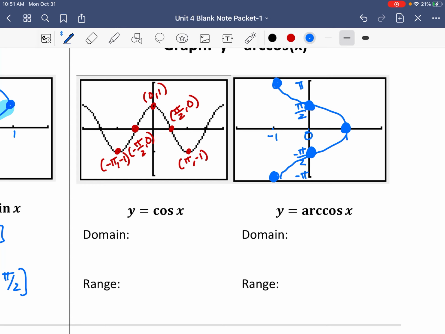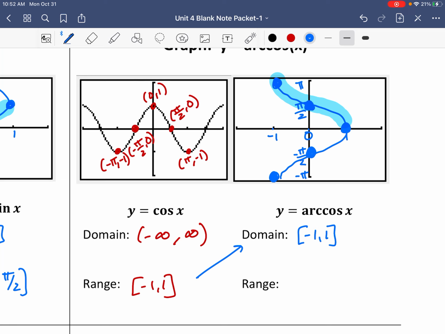If I connect up, it looks like this, which is not a function. Because again, if I draw a vertical line, it's not going to pass the vertical line test. So we're going to restrict it, and we're going to restrict it to right here. And so if I were to set up my domain and range, let's do the regular cosine first. My domain is negative infinity to infinity. My range is negative 1 to 1 for cosine. Now, if I'm looking at the domain of arc cosine, the domain are your x values, negative 1 to positive 1. So my domain is going to be negative 1 to positive 1.